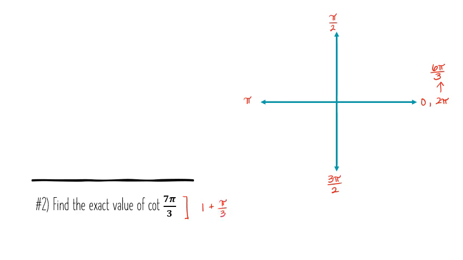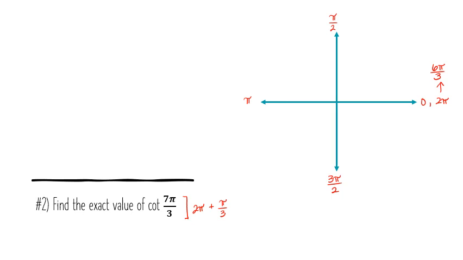I guess I should say it would be 2 pi, not 2 rotations. Let me make sure I can actually speak there. There we go. So we've got 2 pi. Maybe I'll in fact write that out. 2 pi plus a pi over 3.